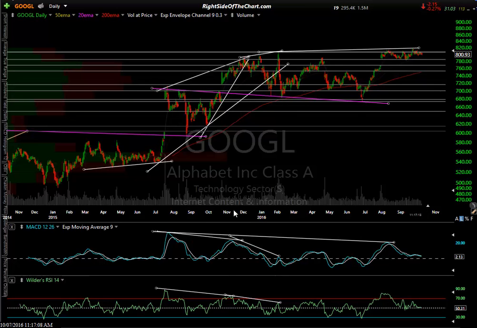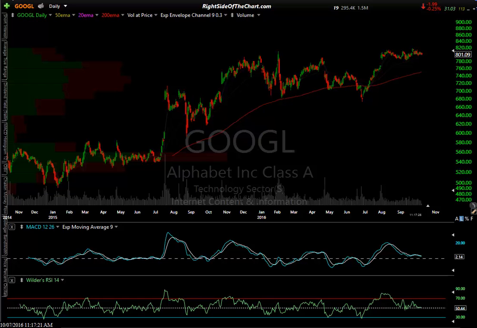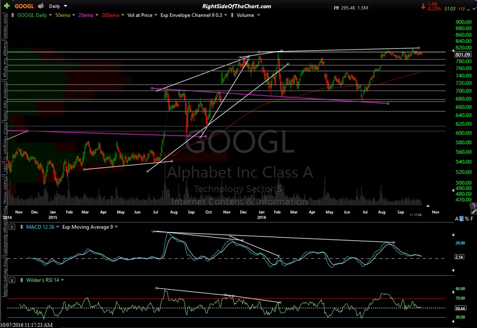The smaller divergences did work and play out for corrections, each and every one of them. And so far, this larger, more powerful divergence has not. And let's see if I have it. That's not really anything worth mentioning. Let's take a look at the weekly chart. That's what I'll do.